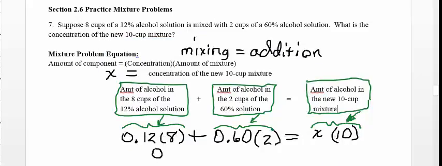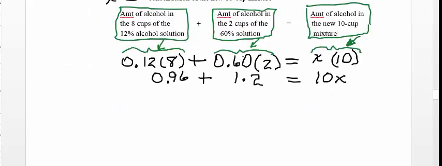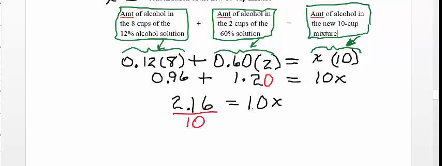So when I multiply 0.12 times 8, I get 0.96. 0.60 times 2 is 1.2. X times 10, it can be written as 10x. So I need to combine 0.96 and 1.2. I can think of 1.2 as 1.20, so both of these have two digits to the right of the decimal. When I add this, I get 2.16, so that equals 10x. To solve for x, I'm actually going to divide both sides of this by 10.